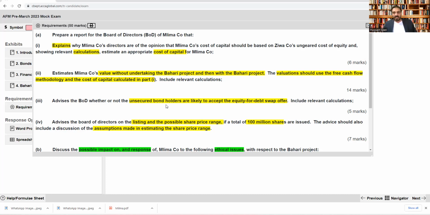So typically, if we are going to start our calculation, it must be headed with the term appendix. And there are 4 calculations. Appendix 1, cost of capital. Appendix 2, valuation of Milma ignoring Bahari project. Appendix 3, value of the Bahari project and the total value of Milma. Appendix 4, value of the bonds. That's important. Without valuation of bonds, we are not able to assess whether this equity swap offer is valuable or not.